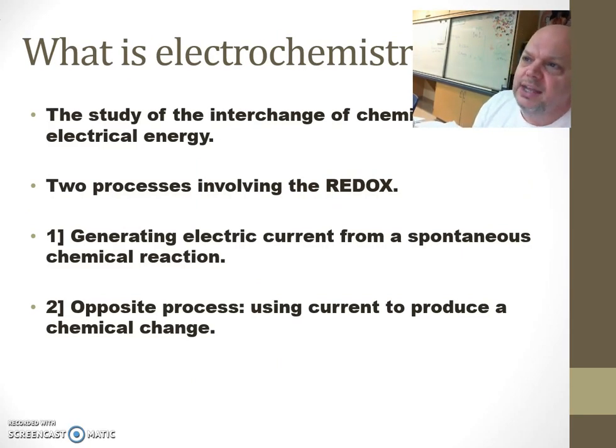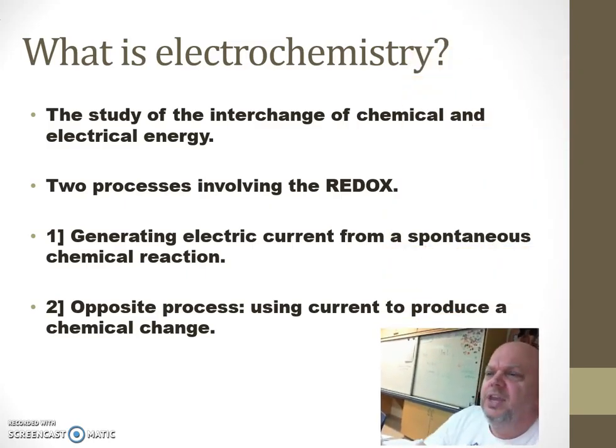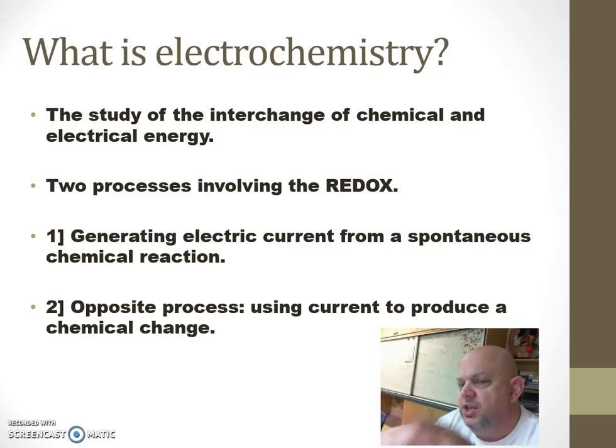So what is exactly electrochemistry? Well, you have to think about it. It's the interchange of the chemical and electrical energy. Now, there are two processes that involve the redox. You are generating an electric current from a spontaneous chemical reaction. Now, remember, spontaneous, delta G needs to be negative in order to get that spontaneous chemical reaction.